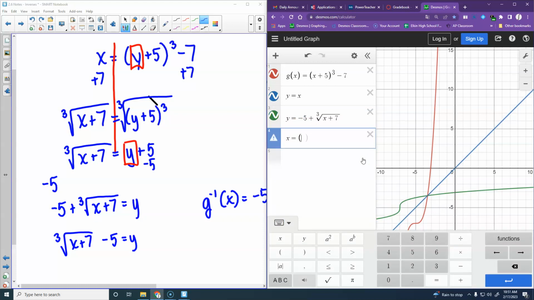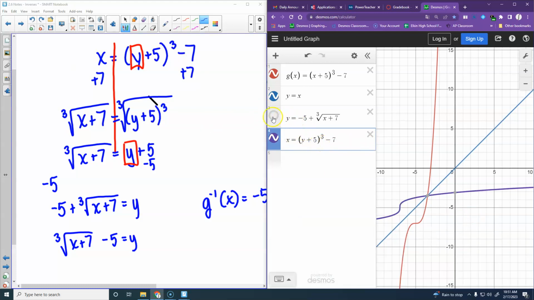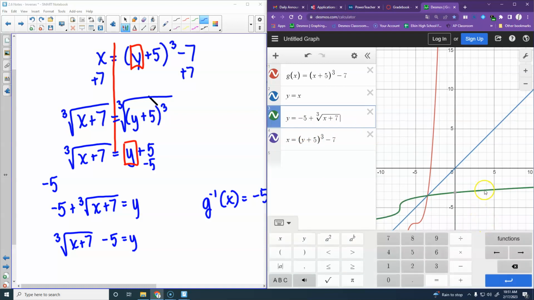X equals y plus 5 to the third power minus 7. The part where you switch your x and y's up here, if you switch your x and y's here, it will graph it for you. Notice that's the same as what we got for our answer. So that green graph we got for our answer is the same as the original function with the x and y switched. So that lets you know you solved it correctly for that.